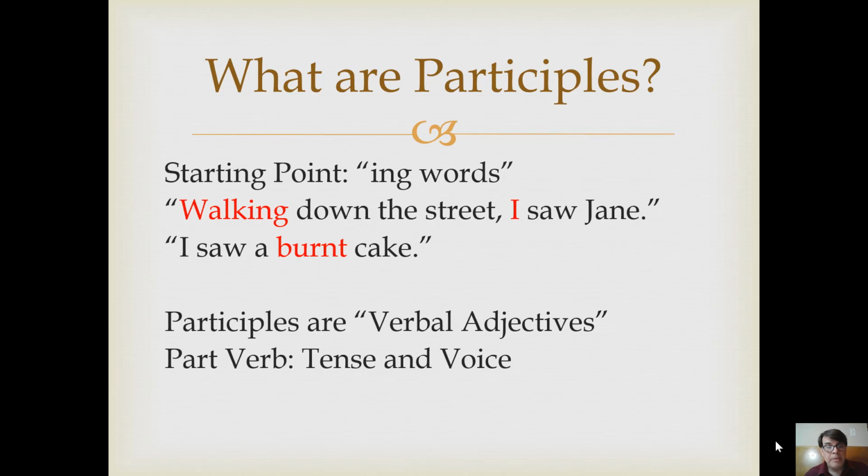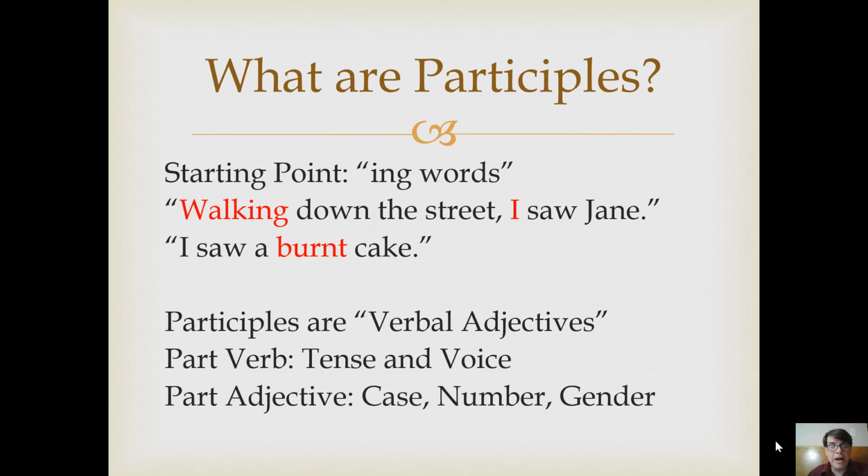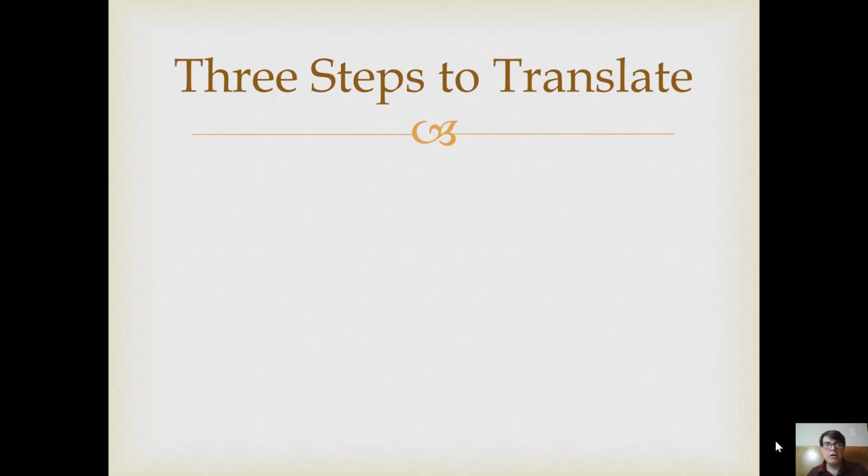Okay? Because they're part verb, Greek participles will have tense and they will have voice. And because they're part adjective, participles in Greek will have case, number, and gender. This is why they're so complex, because they're part verb, part adjective, which means that there are a lot of aspects to them. And every aspect to a participle tells you something about the meaning and the translation. Okay, so we can start by thinking of participles as ing words.